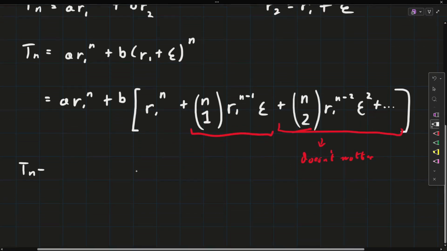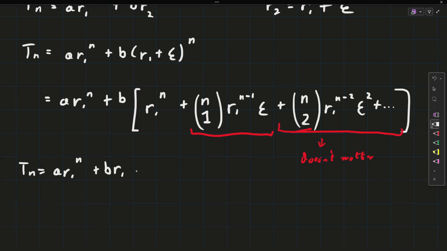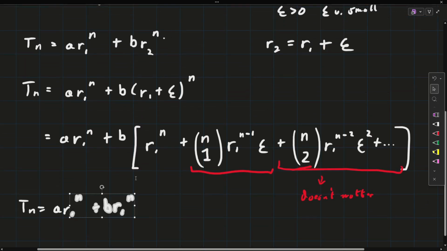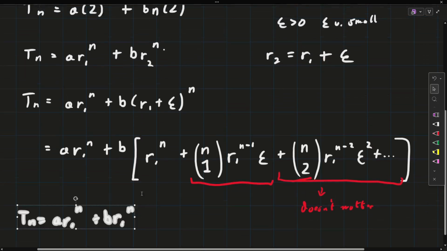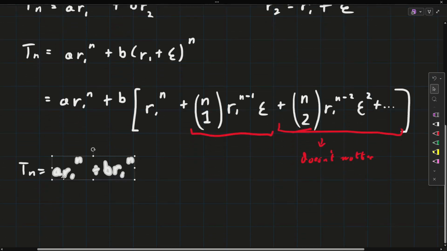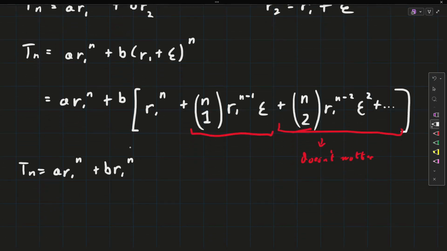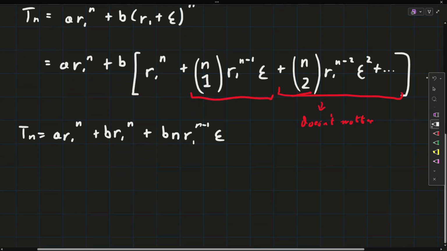So then Tn will be equal to a times r1 to the power of n plus b times r1 to the power of n, multiplying out the bracket. This is exactly what we thought we'd have, right? This is what our initial guess would be, as up here. But again, we have the problem with the two unknowns combining. But now we have another term. We're going to have b times n choose 1, which is actually just always equal to n, and we have r1 to the power of n minus 1 multiplied by epsilon.